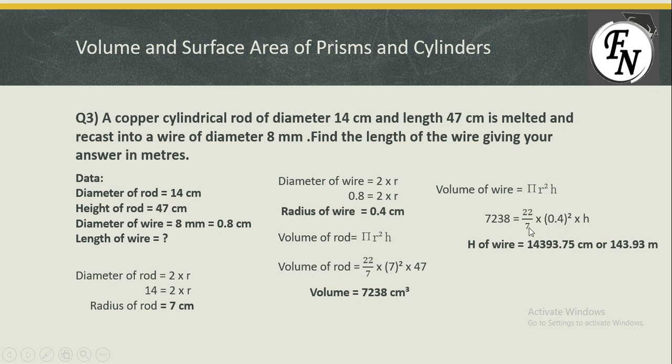So this 7 is dividing there, it would be multiplied, 0.4 square multiplied by 22, and here it is multiplying, there it would be divided, and we will obtain the height or the length of the wire as 14393.75 in centimeters, and then we will divide it by 100, as 1 meter is 100 centimeters. So we will obtain the value as 143.93 meters.